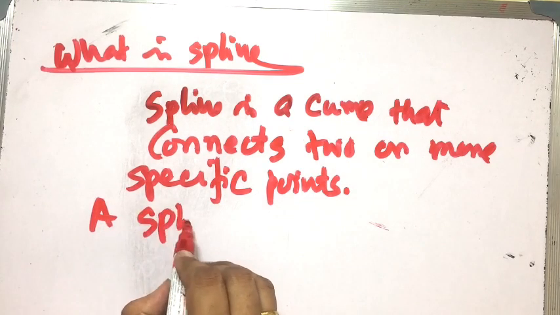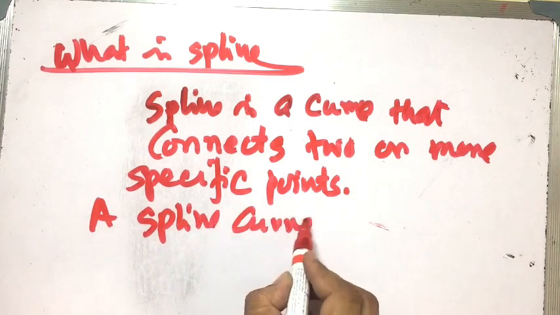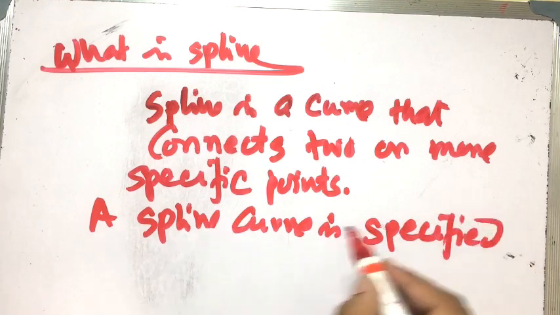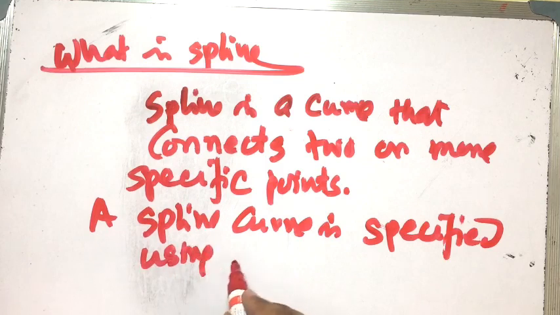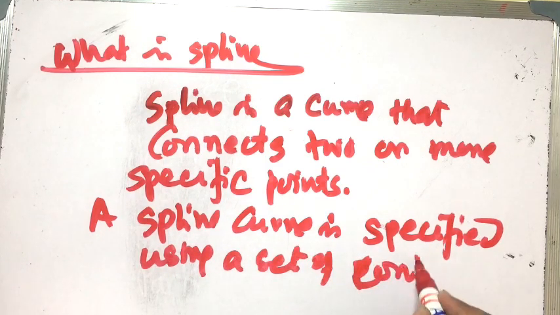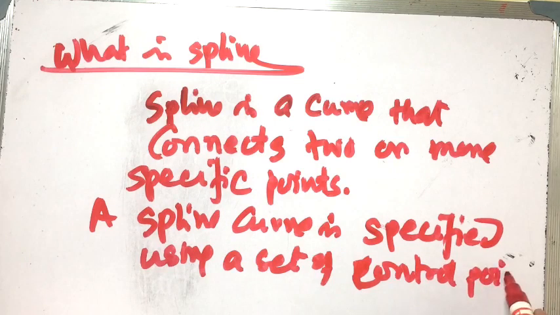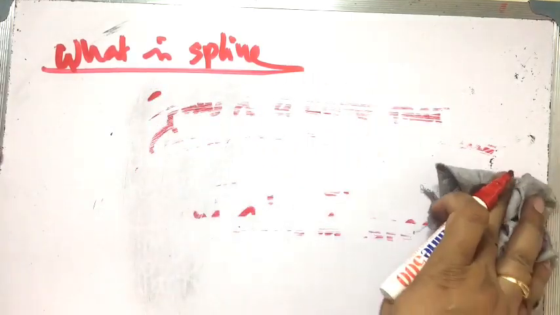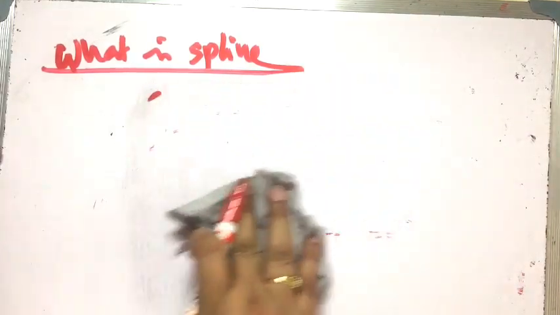A spline curve is specified using a set of control points. So a spline is a curve that connects two or more specific points.